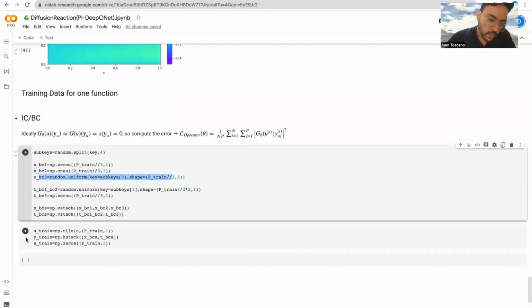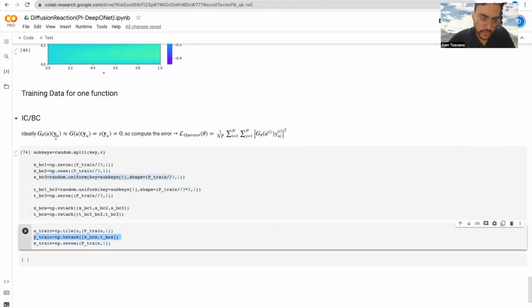Now, please observe that y train or yu contains both x and t, and that these two variables, that in this case u train contains the u function evaluated at endpoints, and y train contains the P output sensors, are sent to the DeepONet to approximate the solution of the partial differential equation. However, the solution of the partial differential equation evaluated at y train or yu should be equal to 0, and that is the condition that we are trying to enforce.